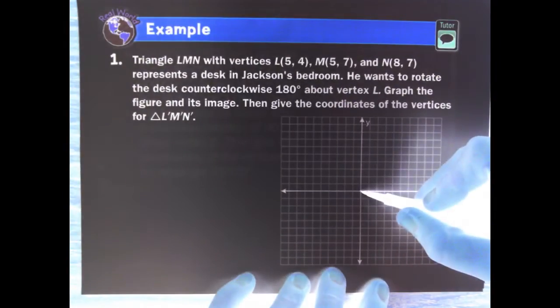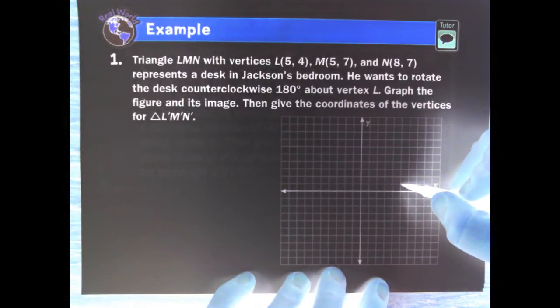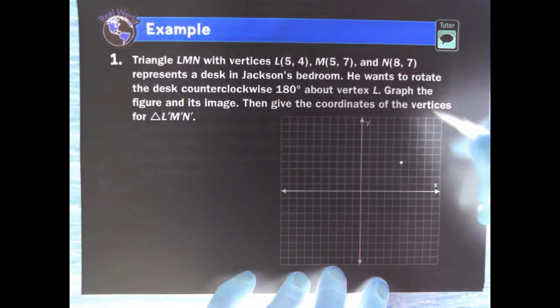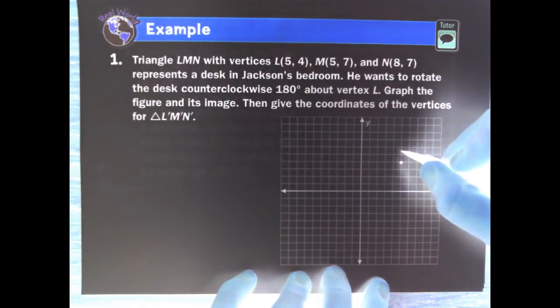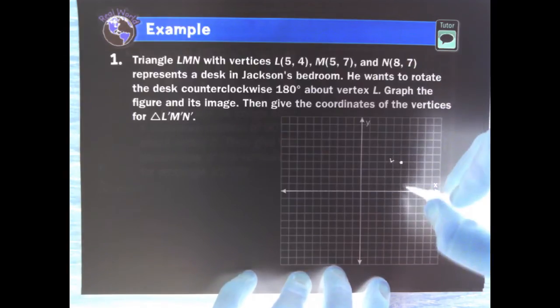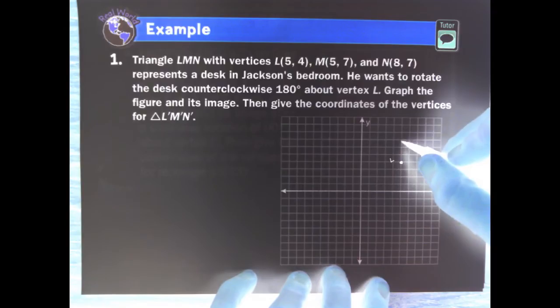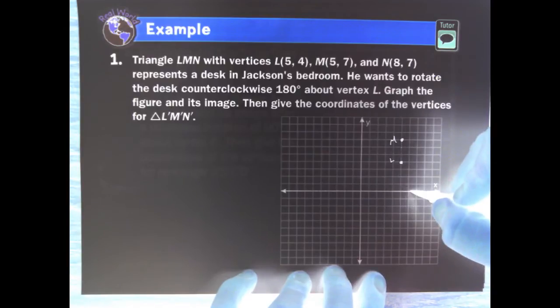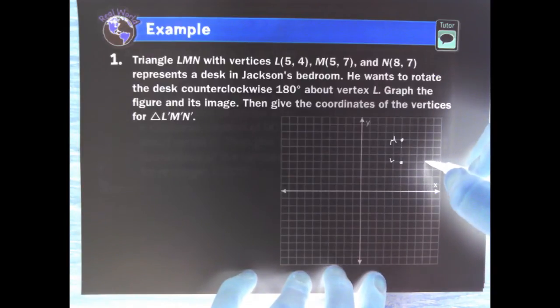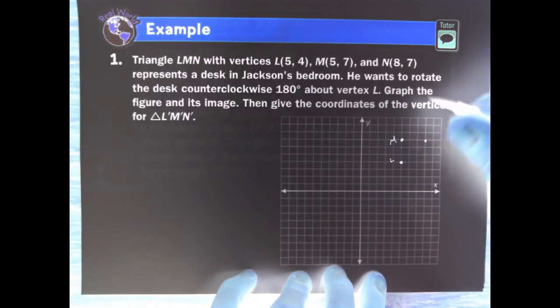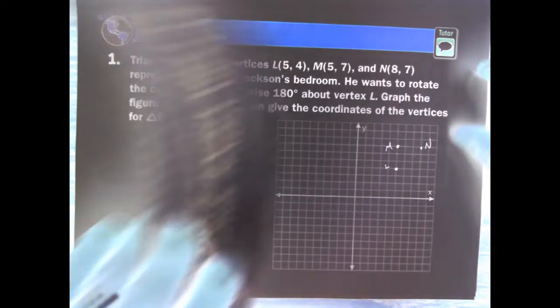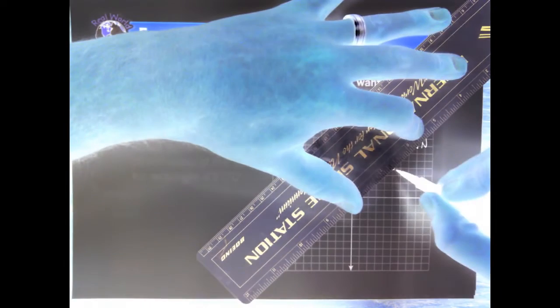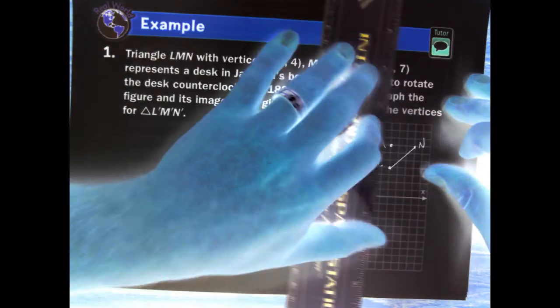L is at 5, 4. M is at 5, 7. And N is at 8, 7. L, M, N. So this is our triangle. It is a right triangle.